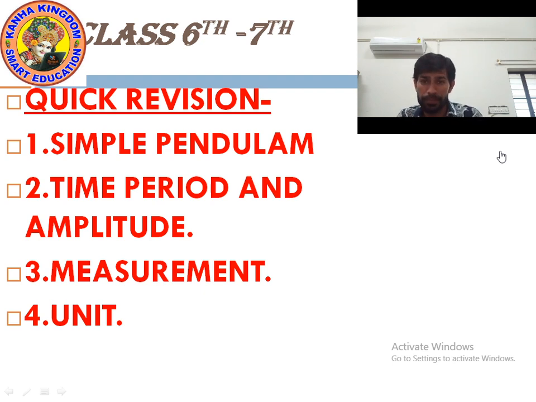Nowadays we use SI units. For example, the SI unit of temperature is Kelvin, the SI unit of luminous intensity is candela, the SI unit of electric current is ampere, the SI unit of mass is kilogram. So we use SI units right now. To measure time, the SI unit is second.